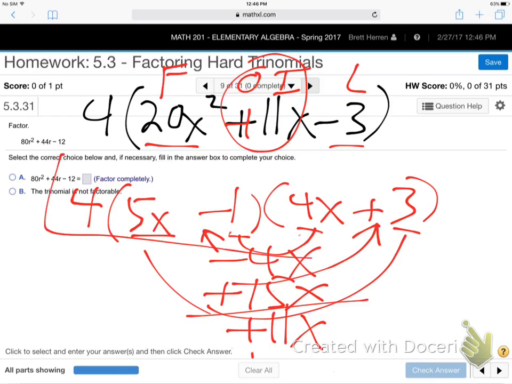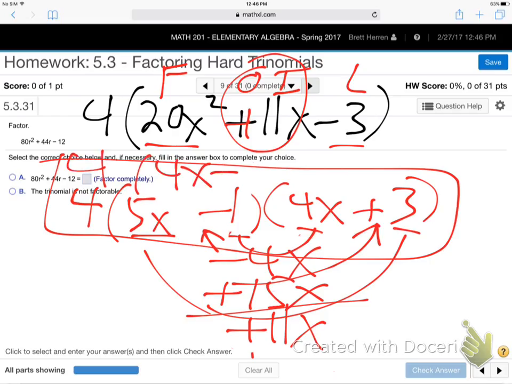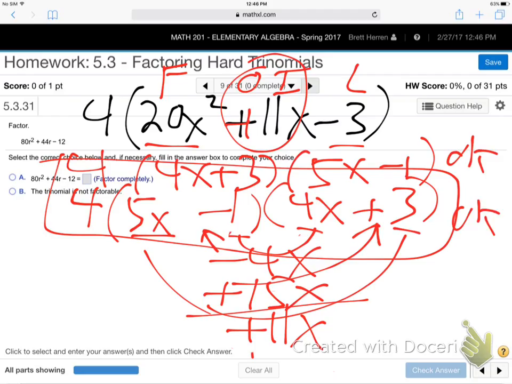There it is. And of course, you could switch the order. You could put the 4x plus 3 first, and then the 5x minus 1. Same answer. You can always swap the entire parentheses. Either one of those is okay. You can always move the entire parenthesis.